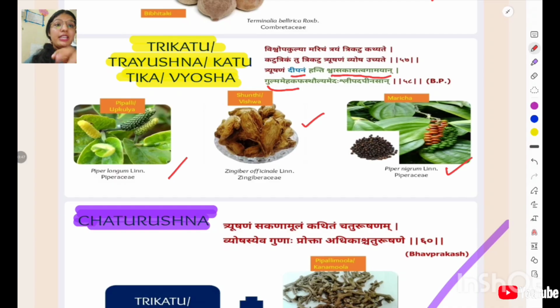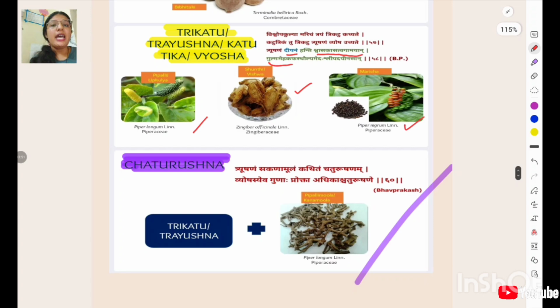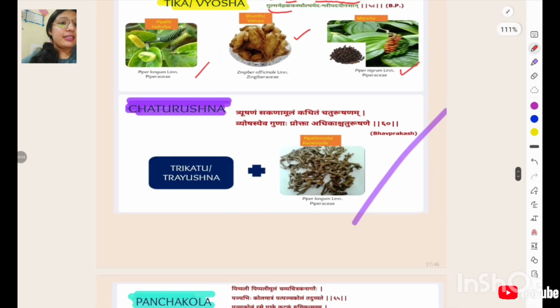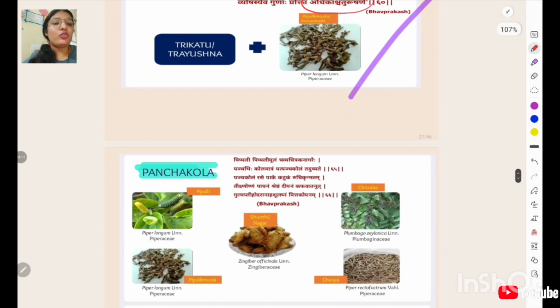What is Chaturushna? This can come: they will keep Triushna and ask you to add one ingredient to make it Chaturushna. When you add Pippali Moola to Pippali, Shunthi and Maricha, it becomes Chaturushna. It has the same kind of properties, but it is adhika ushna, more ushna in property as compared to Triushna.